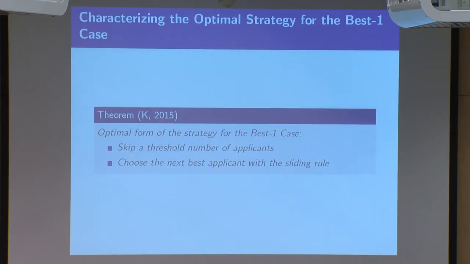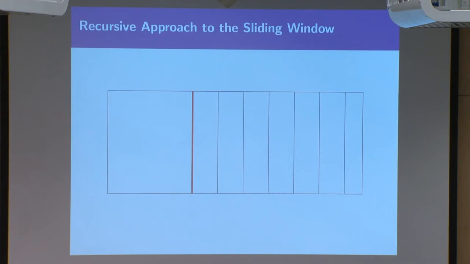So with the sliding rule, we can now find the optimal strategy for the best one case of the sliding window secretary problem, where you win if you choose the best applicant and you lose otherwise. And it turns out that the optimal form is very similar to the optimal form for the classical secretary problem. You skip a threshold number of applicants, and then you choose the next best applicant with the sliding rule, or the next candidate. And now, since we have the sliding rule, we have to take a recursive approach to how we solve the sliding window problem and how we find the maximum probability of winning.